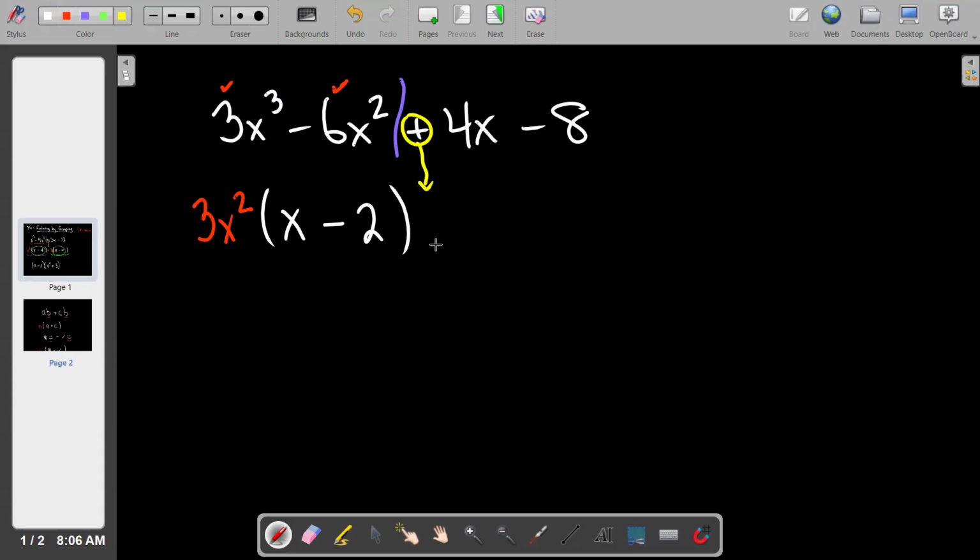Next step, copy your sign. Which plus? And then begin the math. What do 4x and 8 have in common? 4. So you're going to bring down a 4, and then you're going to rebuild. And what is left? X minus 2.